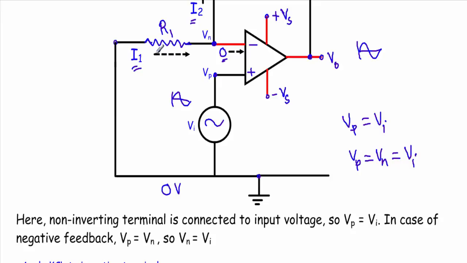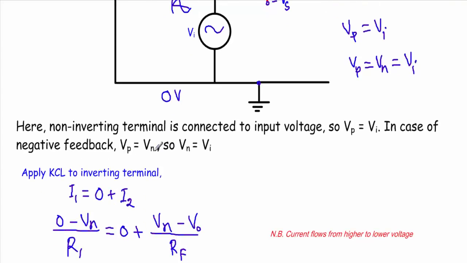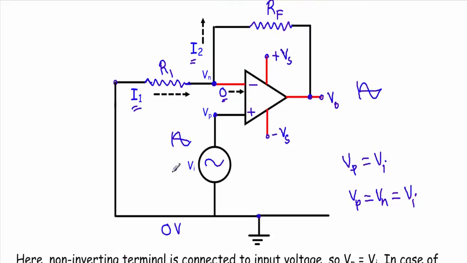Therefore, as the current is flowing in this direction, I have to assume that this 0 volt is higher than this Vn. This is the convention of current flow. Current will always flow from higher voltage to lower voltage. So I will write I1 equal to 0 minus Vn divided by R1, and through this RF current is flowing in this direction. So this terminal will be at higher potential and this terminal will be at lower potential: Vn minus Vo divided by this feedback resistor Rf.